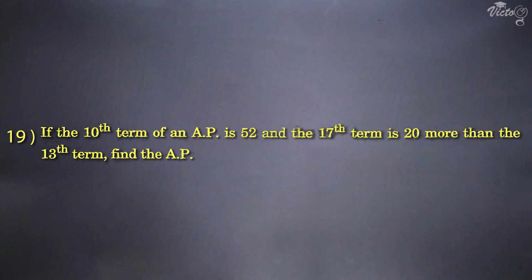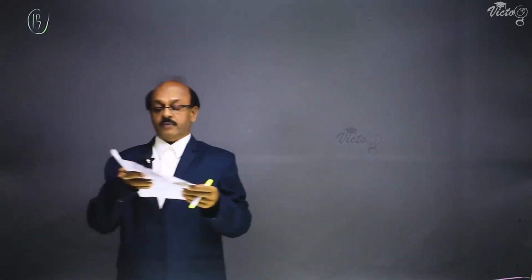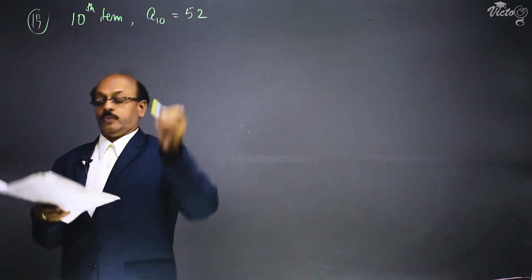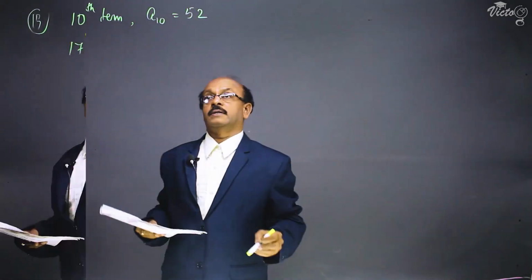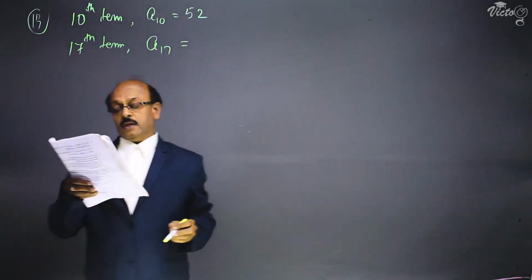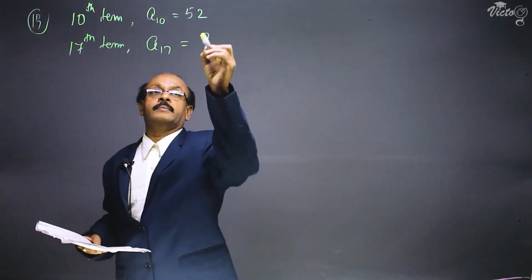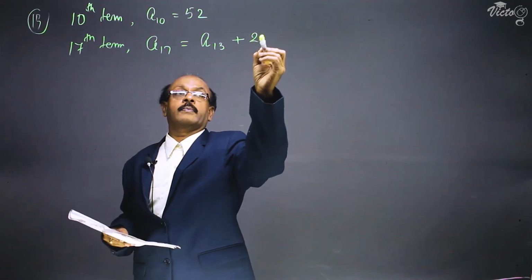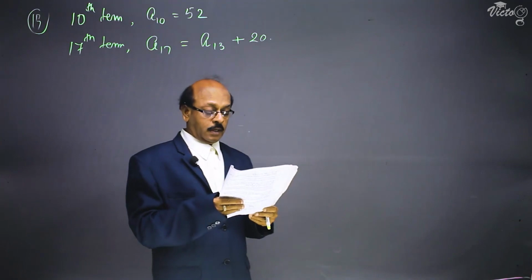If the 10th term of an AP is 52 and the 17th term is 20 more than the 13th term, find the AP. Next is question number 19. It is given that the 10th term of an AP is 52. A10 is equal to 52. And the 17th term, A17, is 20 more than the 13th term, A13 plus 20. We have to find out the AP.